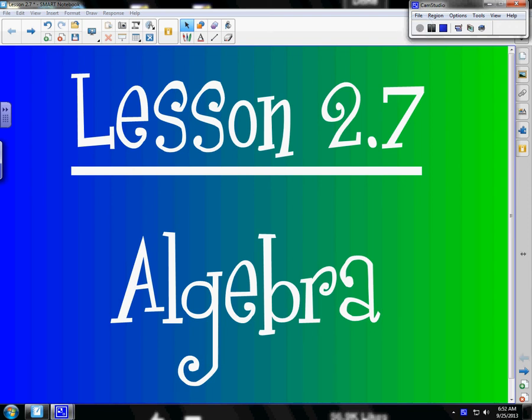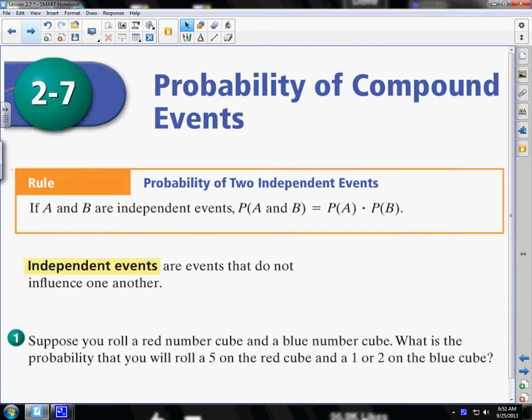Hey guys, this is lesson 2.7 for algebra. In your notebooks, title it Probability of Compound Events, meaning one thing happens and then another thing happens. That's what compound is.